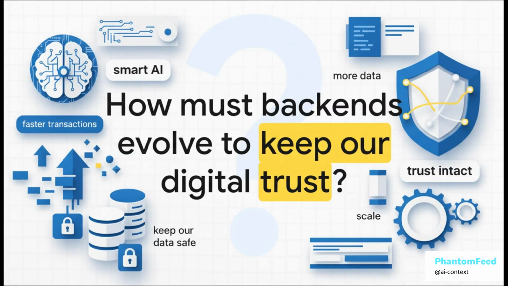And that really leaves us with one final thought to chew on. As we demand more and more from our apps, smarter AI, instant transactions, huge amounts of data, the pressure on these invisible kitchens is just going to keep growing. So, how will they need to evolve to handle that scale, that insane complexity, and most importantly, to keep our data safe and to keep our trust? That is the big question for the future.